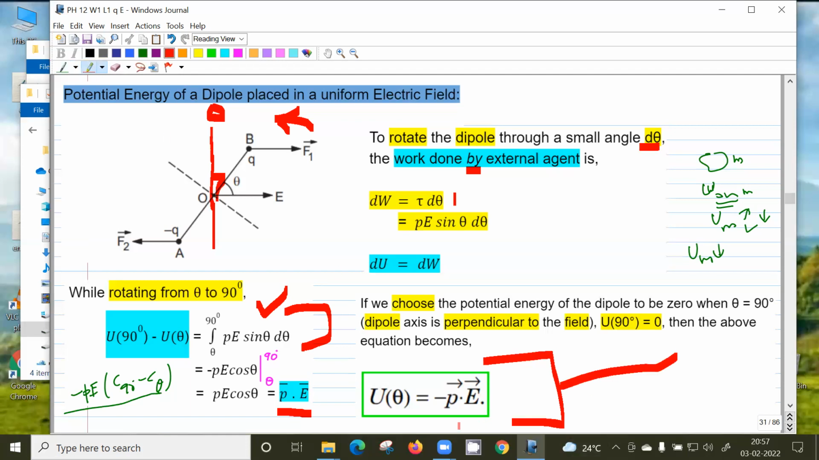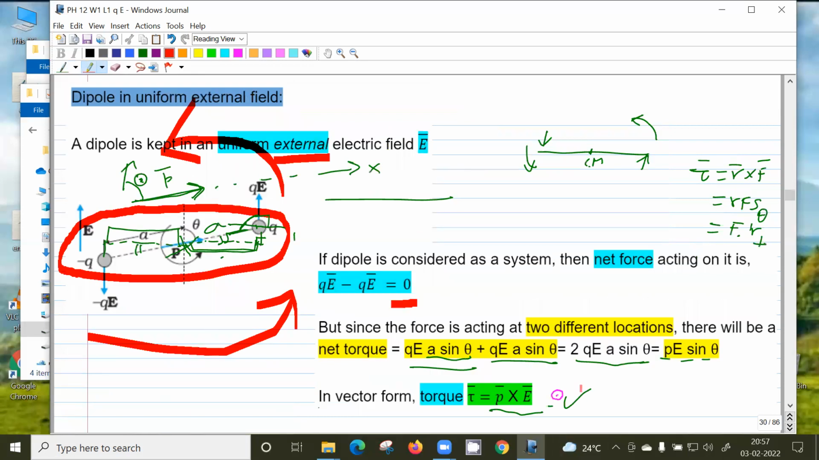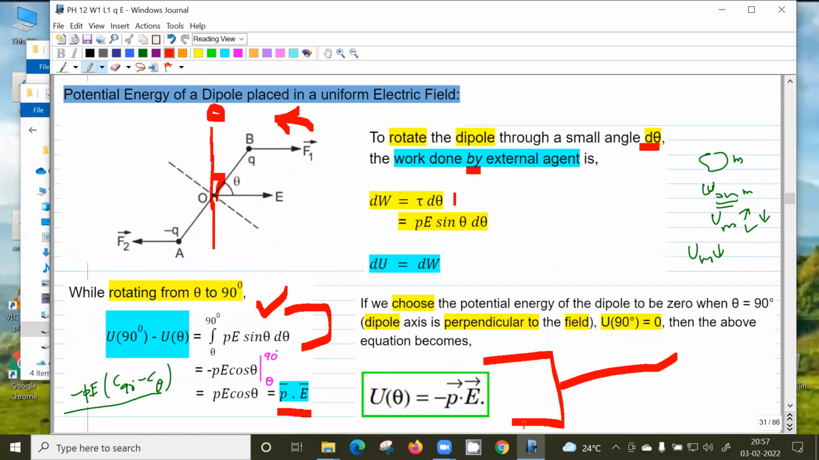Potential energy of a dipole in the electric field is minus P dot E, with the reference at 90 degrees. That follows automatically from the mathematics, because it's P into E into cos theta, and cos theta becomes 0 at 90 degrees. So when the dipole is perpendicular to the electric field, it is considered as zero potential energy. These are the two formulas for a dipole in a uniform electric field: the torque is P cross E, and the potential energy is minus P dot E.